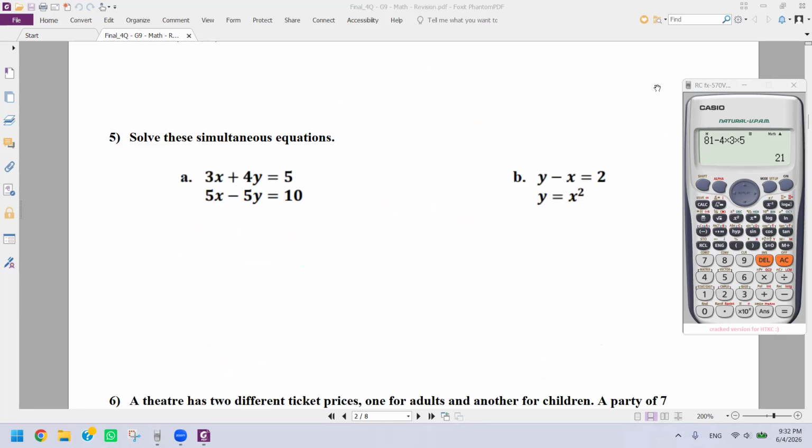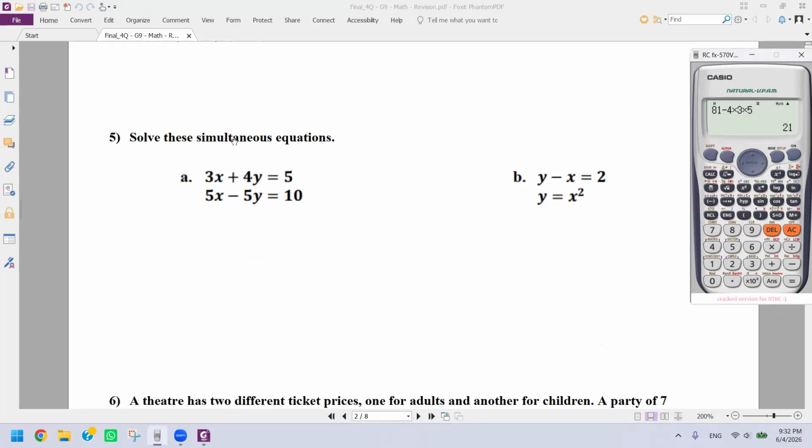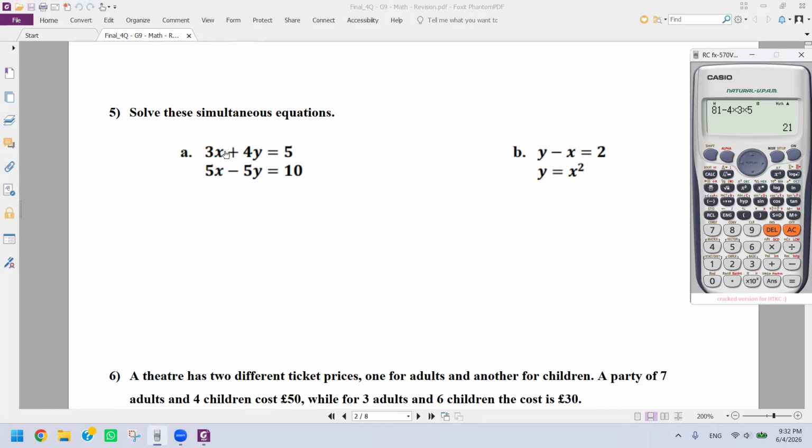Now, the next part is solving simultaneous equations. Simultaneous equations means you have x and y, like two variables at the same time, and you need to solve both equations together. Now, the first method for solving simultaneous equations is called elimination. It means I try to eliminate, remove either x or y. So, how would I remove them?